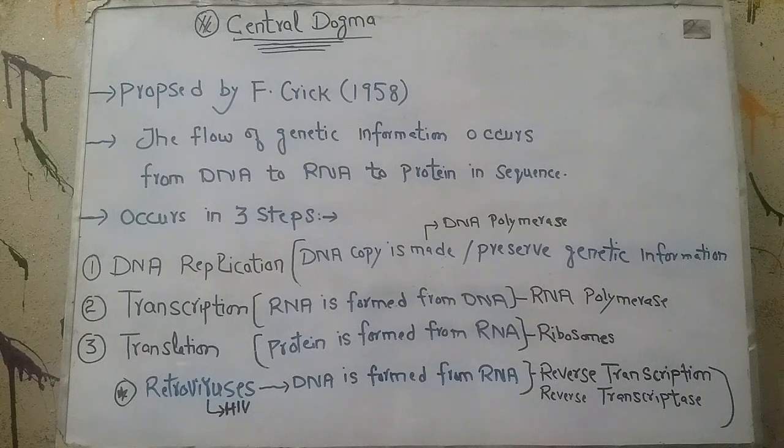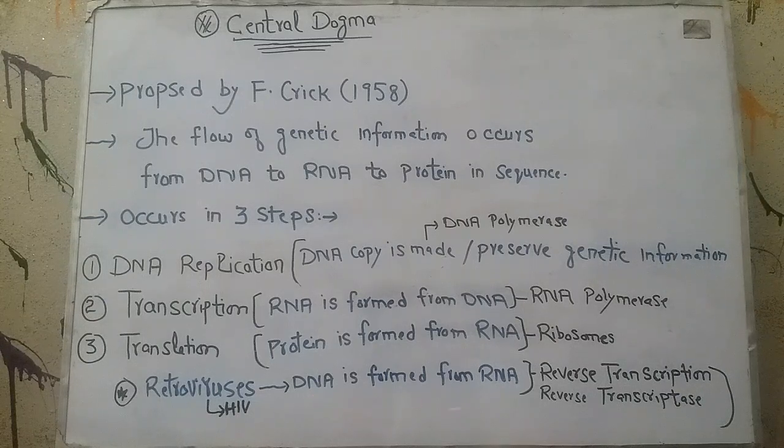But this is the usual flow of information from DNA to RNA to protein, but there is an exception to this normal rule. In retroviruses, for example HIV, where the genetic material is an RNA molecule, they use the information present in RNA to make a copy of DNA. So the flow of information occurs from RNA to DNA.